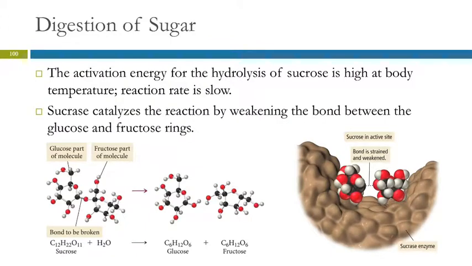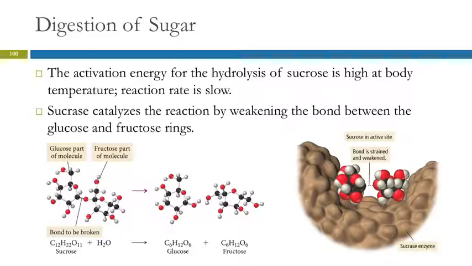So this is a specific example, the hydrolysis of sucrose. Sucrose is a disaccharide. It's got a glucose molecule and a fructose molecule, and they are bonded right here. There's this carbon-oxygen bond that holds them together. Well, your body needs to hydrolyze them, break those two apart. It's a very slow reaction at body temperature.